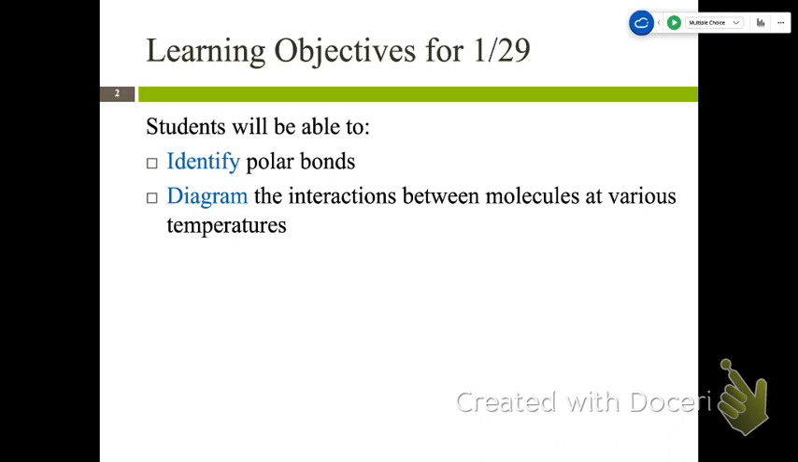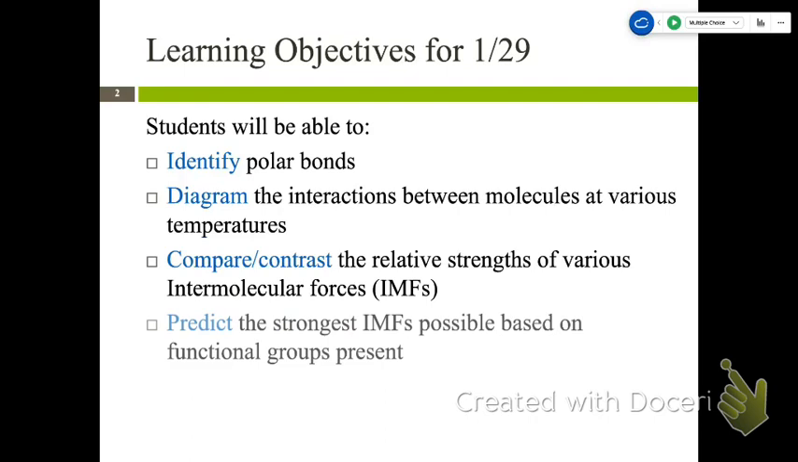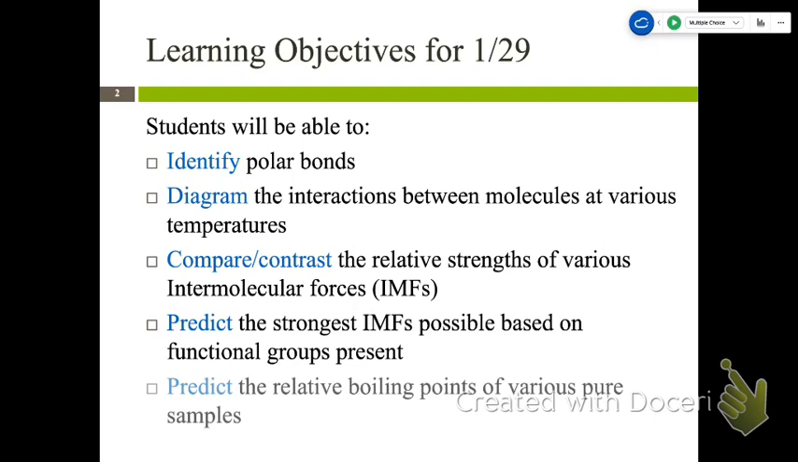So I want you to be able to diagram that. I want you to be able to draw it out, and that's something we're going to be doing today. In order to do that, we need to compare and contrast different types of intermolecular forces between two different molecules, and also think about what are the strengths of interactions inside of a molecule and how do those relate to each other. And then we're going to be talking about what are some of the strongest intermolecular forces you can have in a particular molecule based off of what it's composed of.